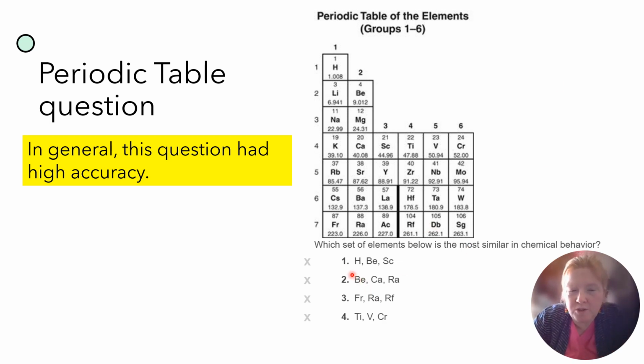So what you needed to do was go step by step through this list and find 3 elements that were in the same group. So look, Be, Ca, Ra. So there is our correct answer. Now, you may not have had this exact question, but you had one almost like it.